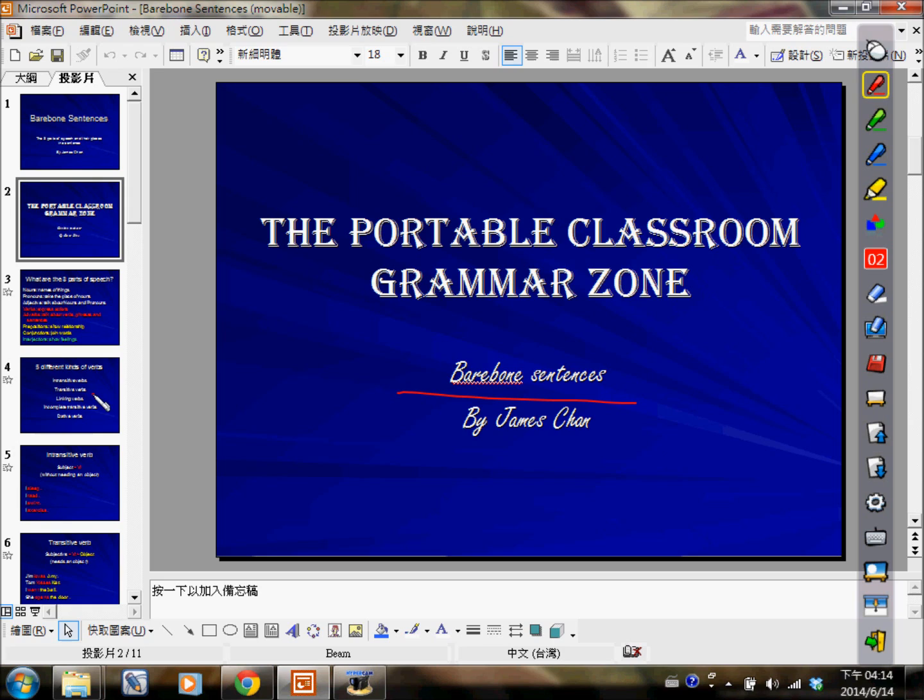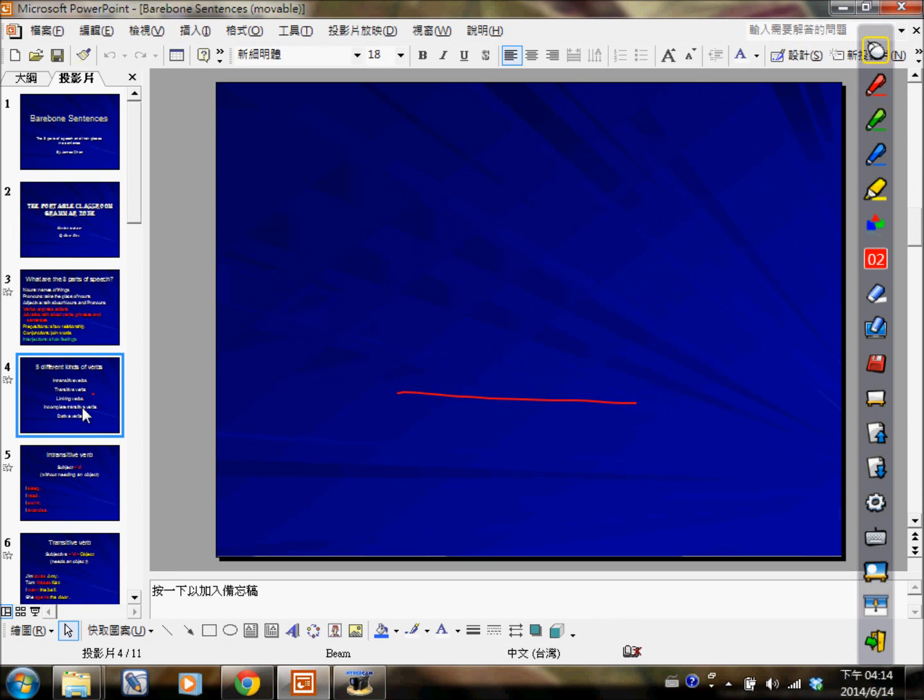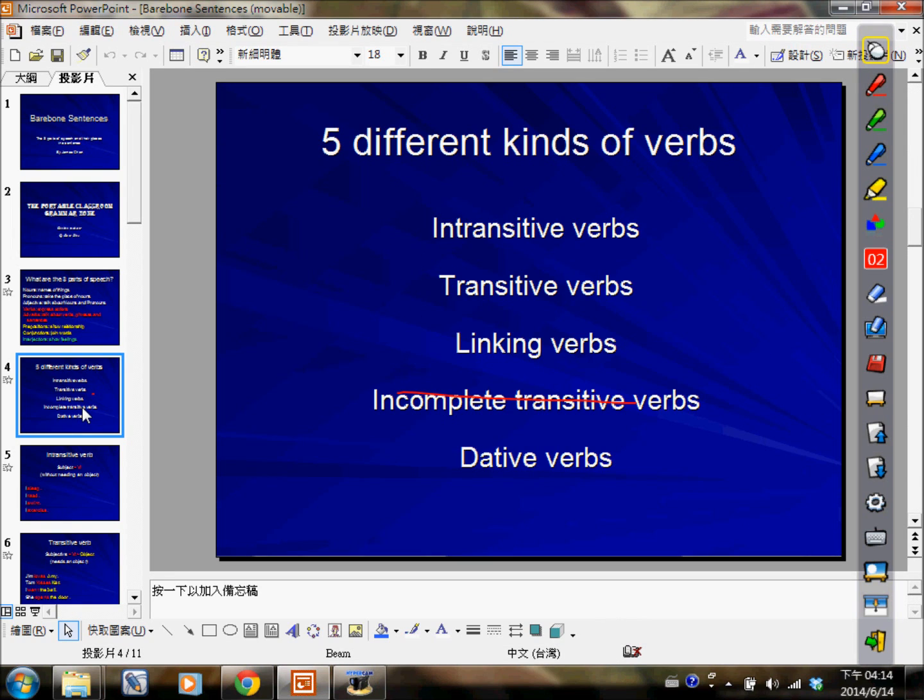First, let's look at this. Alright, so we know that there are transitive verbs and intransitive verbs. Intransitive verbs are verbs that we do not use with objects. So there's no need for objects. And among these five types of verbs, there is another intransitive verbs.